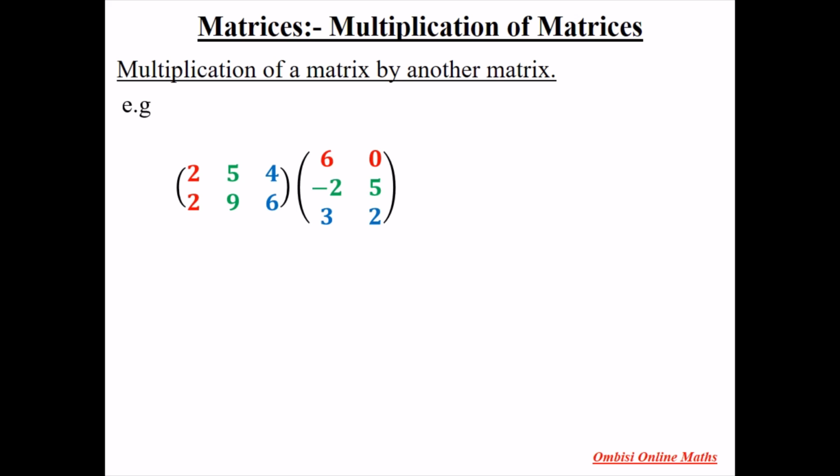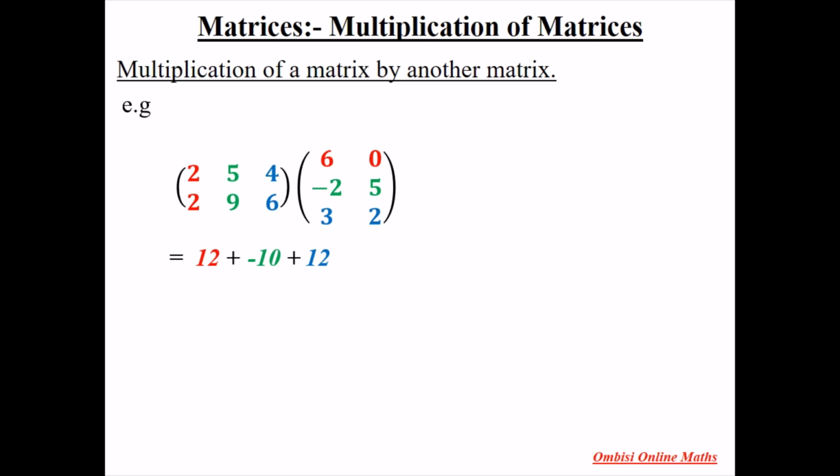Now, you will note the colors I've used here, in that the first element in the first column of the first matrix is being multiplied by the first element in the first row of the second matrix. What do I mean by that? It means that 2 is going to be multiplied by 6 to get 12, plus 5 multiplied by negative 2, you get negative 10, plus 4 multiplied by 3, you get 12. So we are finished with the first bit of multiplication.